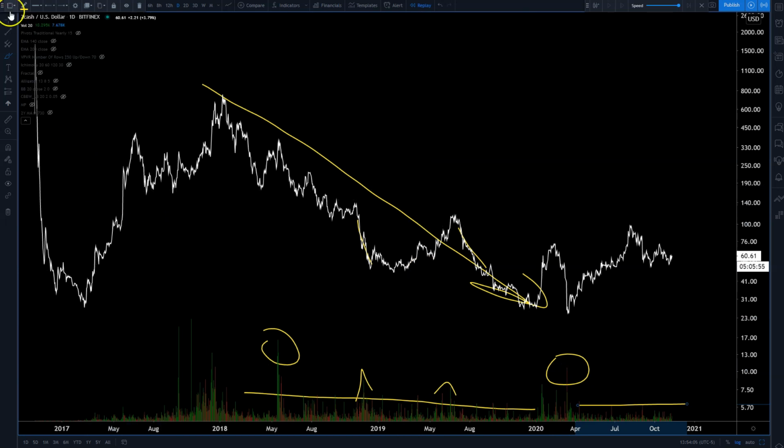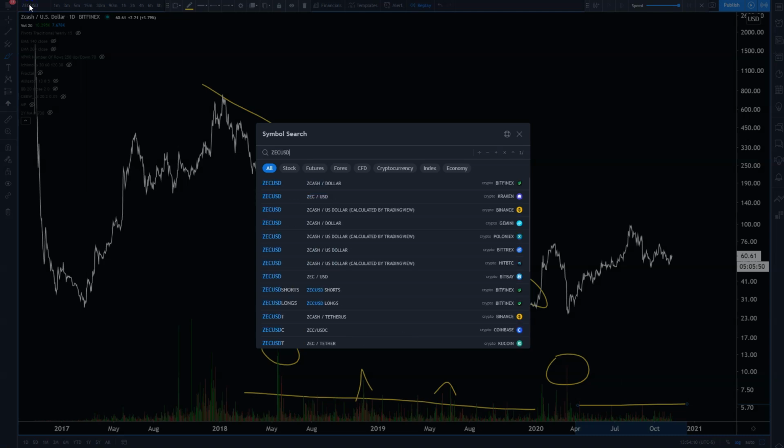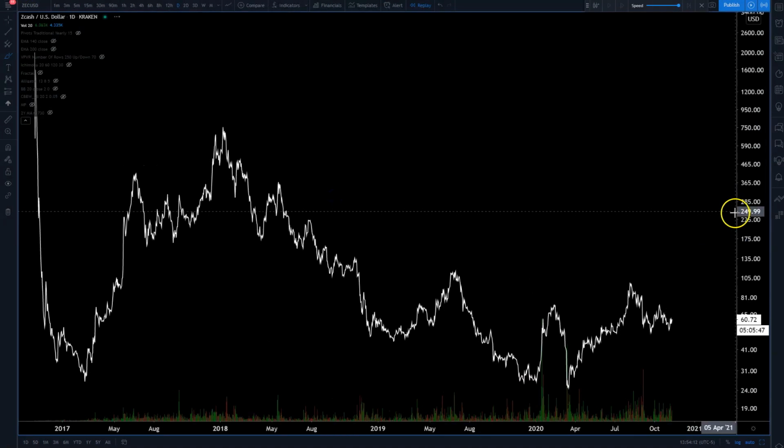And it's dangerous to just look at this on one exchange, because obviously if it's Bitfinex and it's not traded elsewhere, you've got to look around. Is it the same on Kraken?